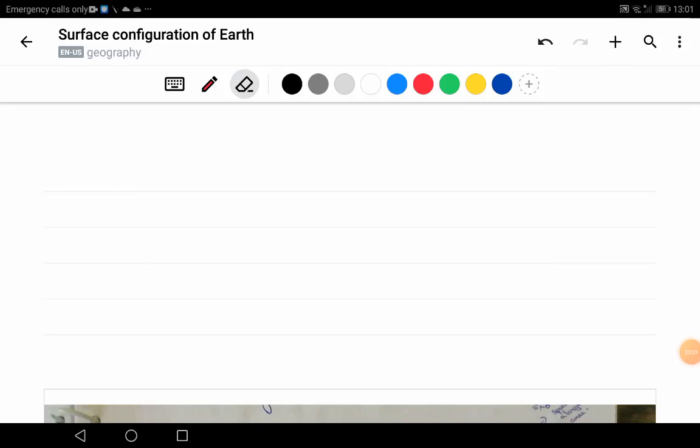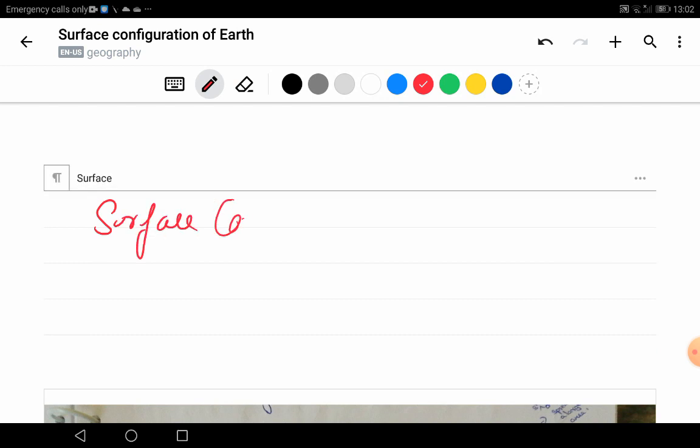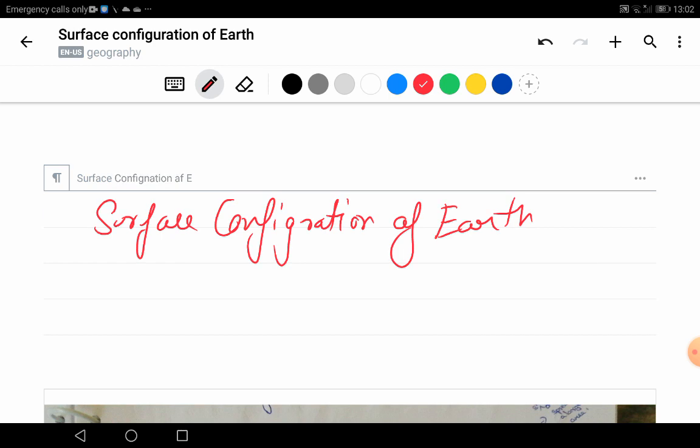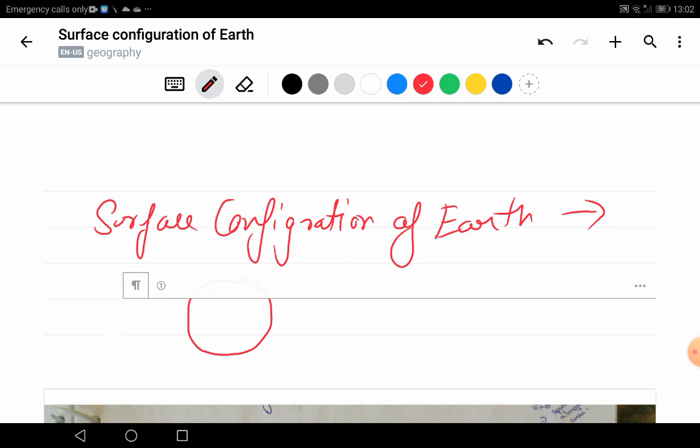Hello everyone, today we are going to study the surface configuration of Earth. So what do you mean by surface configuration of Earth? Configuration means how everything is developed on Earth, how the landforms are developed, how everything other than continents is configured, how they came to be where they are today, how it is happening.